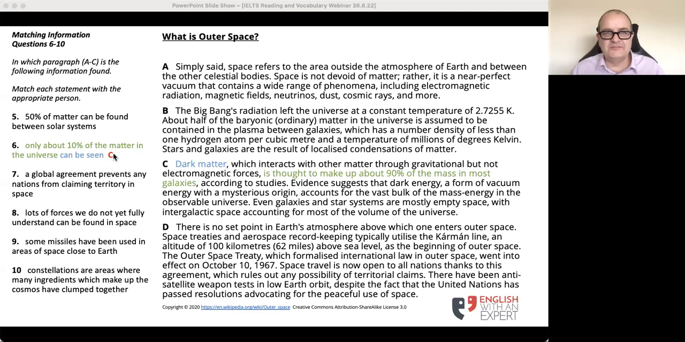And it's about 10% of them, only about 10% of the matter in the universe can be seen. Yeah, we're talking about 90%, dark matter is 90%. And it sort of gives us the clues here if we read these words that dark matter can't be seen. And so 10% can be seen. So that's a bit tricky, that one. It's at the beginning of the paragraph though, which helps, okay?